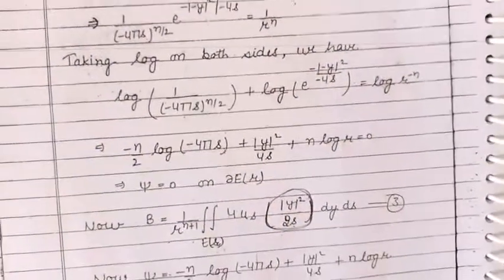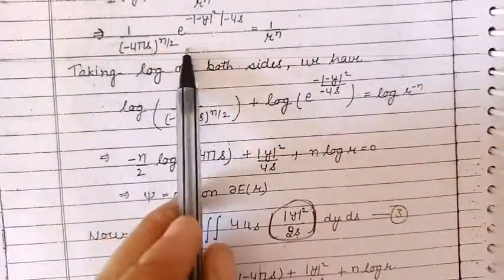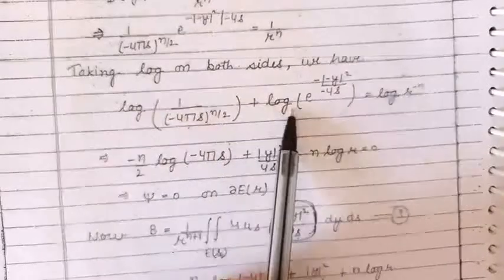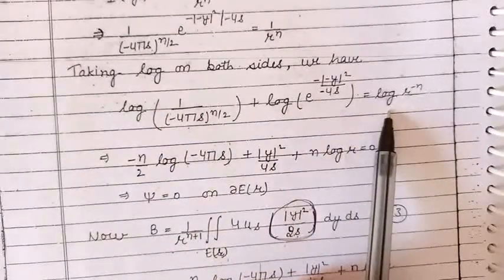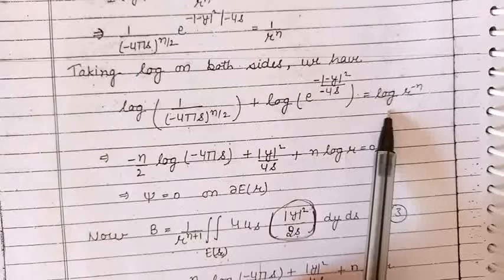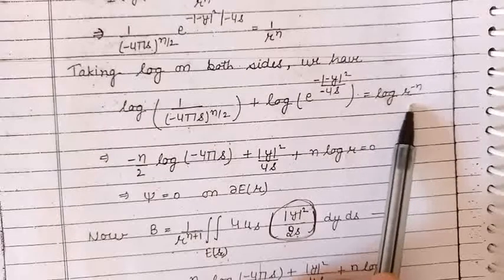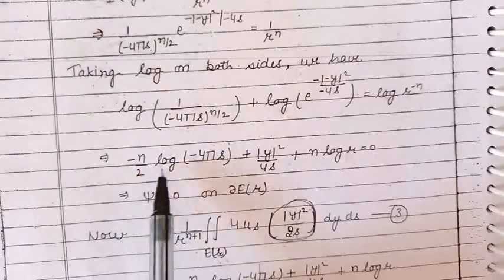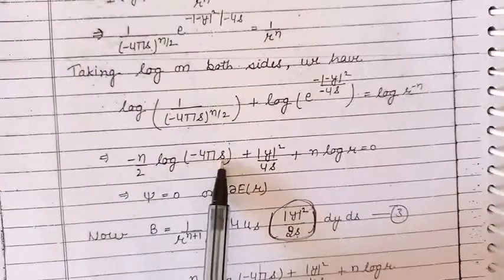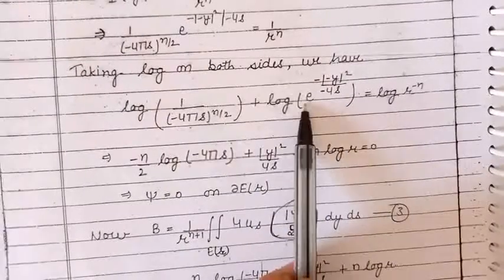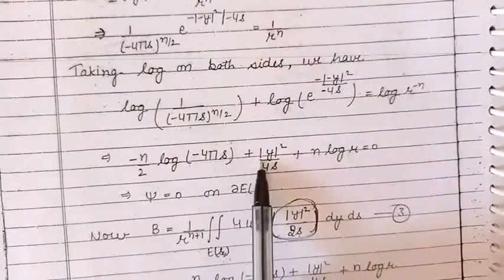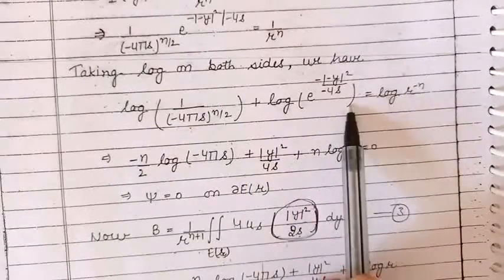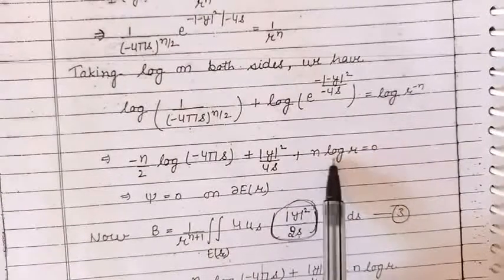Now let us take log on both sides. Here, taking log of m into n, that will become log of m plus log of n. On the right side we have log of r to the power minus n. Now by power property, this can be written as minus n by 2 into log of minus 4 pi s. Log e is 1, so we are left with |y| square divided by 4s. This term is shifted to the left side, so we get n log r.